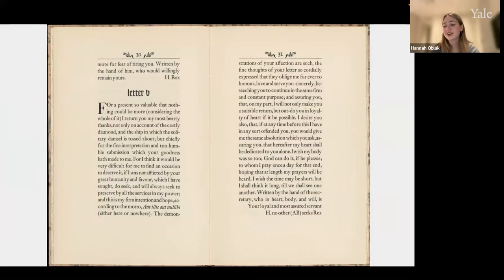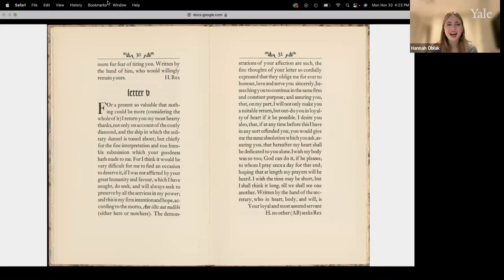He then signs the letter saying, "Written by the hand of the secretary, who in heart, body, and will is your most loyal and most assured servant." And then he signs off using code. So he says H, no other, AB, which are Anne's initials, seeks Rex. And of course, Rex means king in Latin. So really phenomenal.